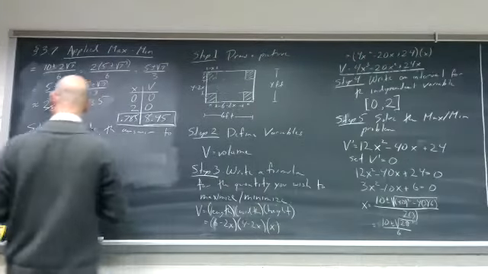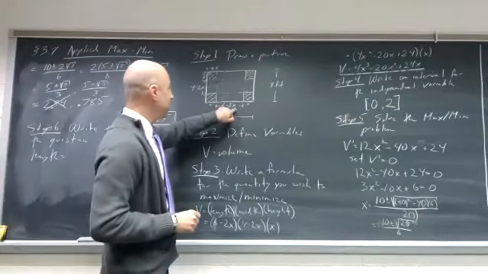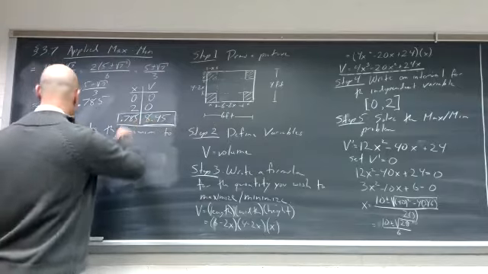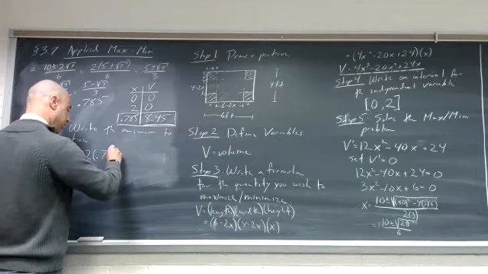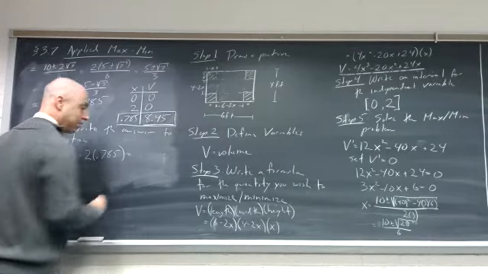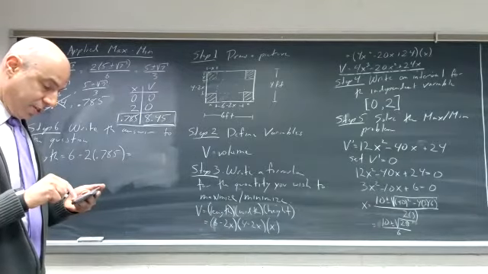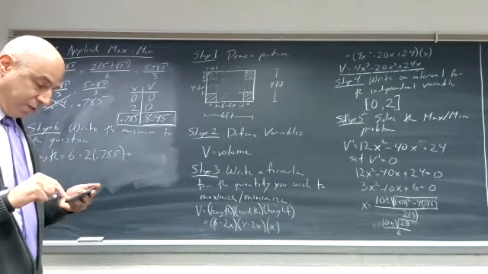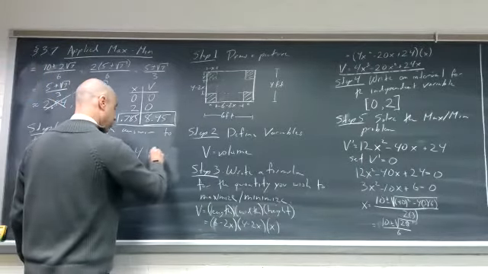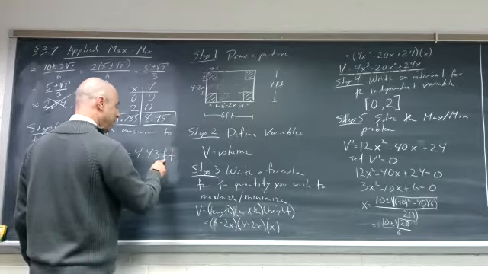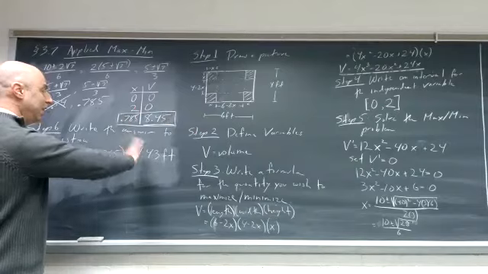So the length is going to be 6 minus 2 times 0.785, which is about 4.43 feet. Don't forget to include units in your answer. If there are units in the question, you don't have to carry the units all the way through because that would just be a mess. But in the answer, there should be units.